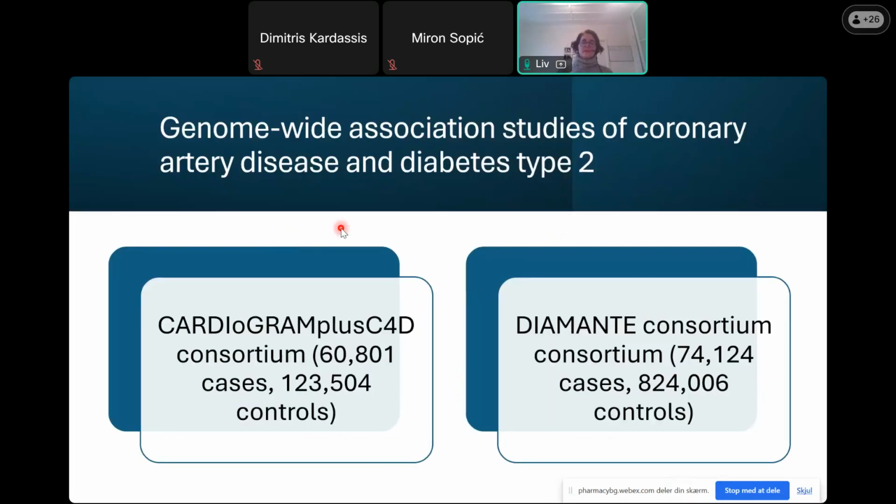The genome-wide association studies that they used that they didn't make themselves were the CARDIoGRAMplusC4D consortium, including 60,800 cases of coronary artery disease and 123,500 controls, and the DIAMANTE consortium, including 74,000 cases of diabetes and 824,000 controls.